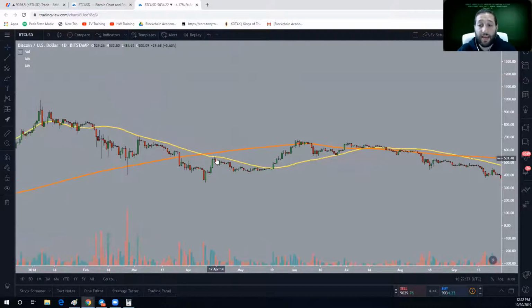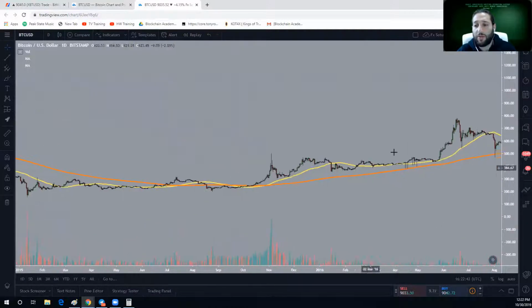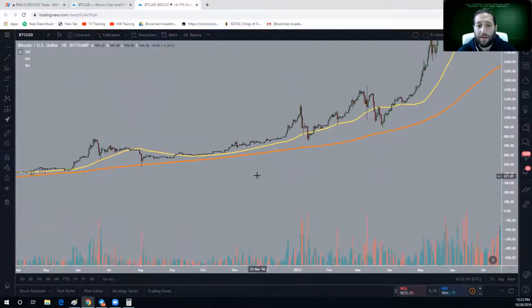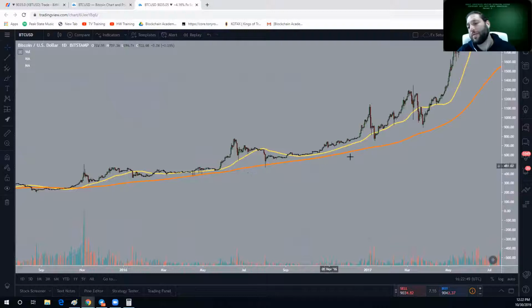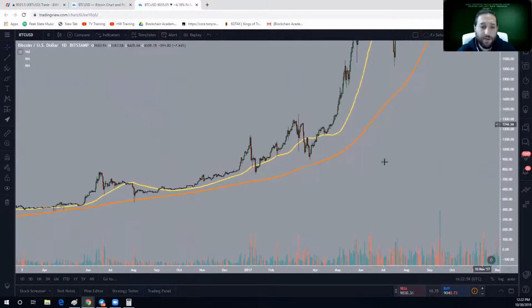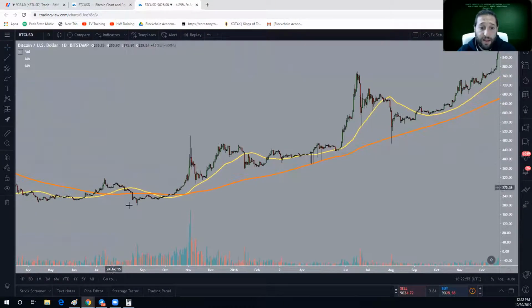And you can see here, rejected, fell back down, and it broke above. Let's go into more relevant time frames. This was like 2017 when we were trading it. So as you can see here, this is the 50-day. It crossed back over here, and this is a golden cross, which is bullish. This is on the daily.